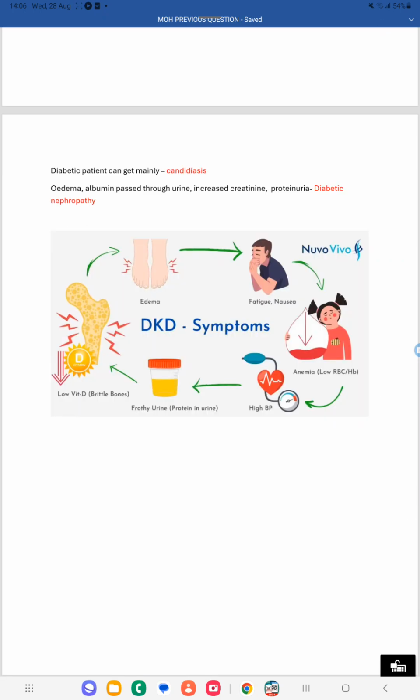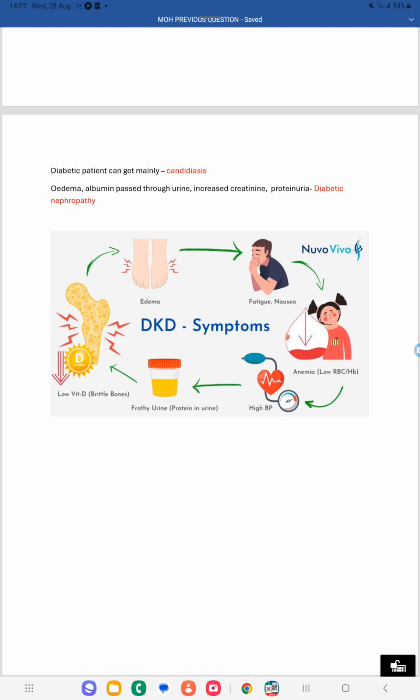The next condition: in a diabetic patient, what infectious condition can occur mainly? In diabetes, our immune system will be very low, and whenever we have a weak immune system, we will get candidiasis infection. You should remember that. In HIV also we get candidiasis infection, in the oral mucosa. Oral candidiasis is usually associated with HIV infected people, and vaginal candidiasis, or candidiasis in the genital tract, is always associated with diabetes mellitus.